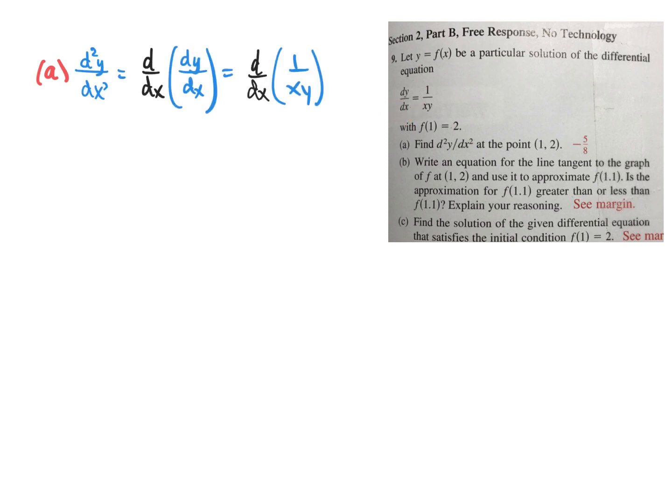Okay, 9a, let's find the second derivative at (1, 2). We're given the first derivative, so to find the second derivative, we just need to take the derivative of that. Alright, so the second derivative is the derivative with respect to x of the first derivative with respect to x, which is the derivative with respect to x of 1 over xy. So how do we want to do that?